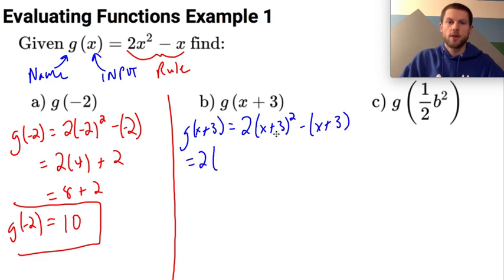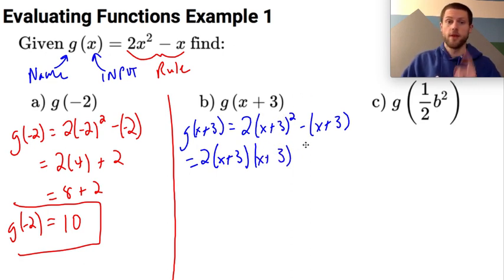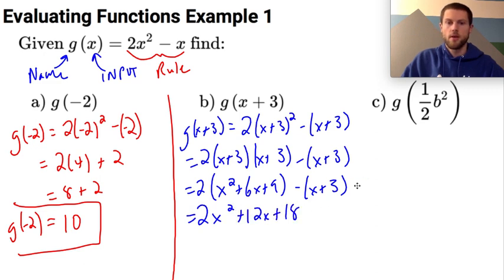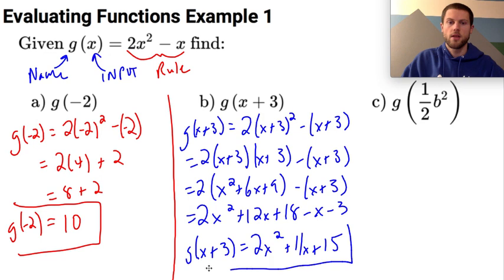This will equal 2 times, I got to expand (x plus 3) times (x plus 3). Remember, this is not x squared plus 9. Don't ever do that. I'm multiplying both of these things together. Minus (x plus 3). All right, so it's going to equal 2 times. We can multiply these two to give me x squared plus 6x plus 9 minus (x plus 3). I will distribute that 2 through, 2x squared plus 12x plus 18. And then let's distribute that negative, minus x minus 3. Let's combine all of our like terms here, and we get g of x plus 3 equals 2x squared plus 11x plus 15, and that's it.